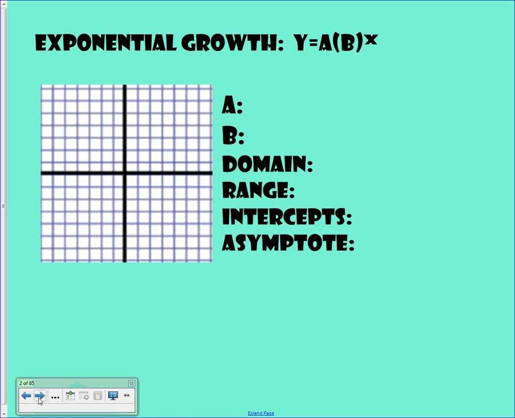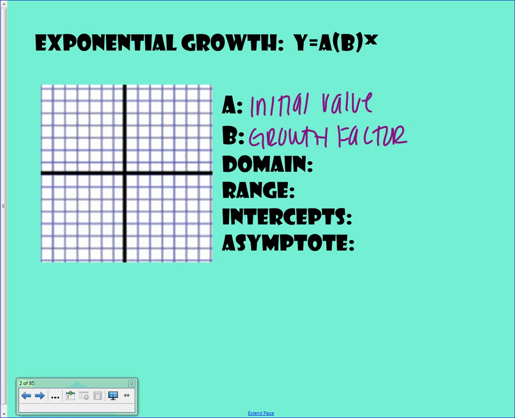Your general formula for exponential growth is y equals a times b to the x, where a is your initial value, or how much you start with, and b is your growth factor. So if we are growing exponentially, this number is always going to be bigger than 1.